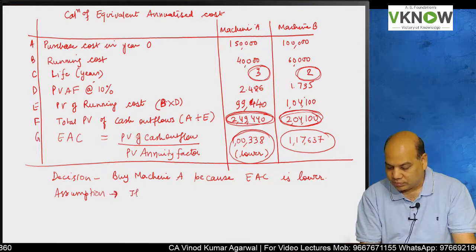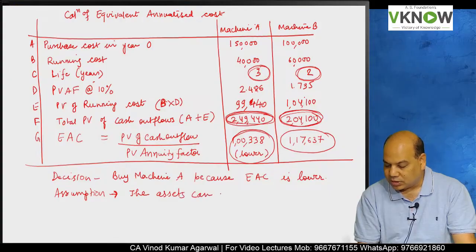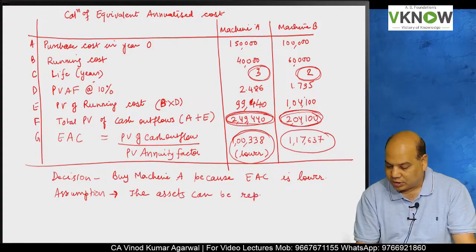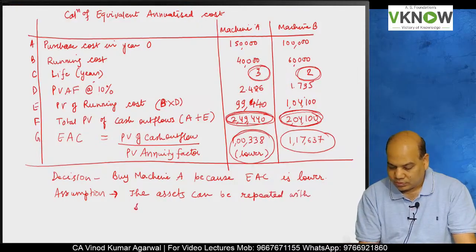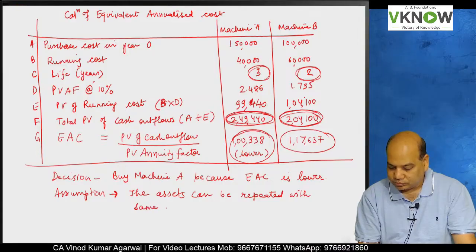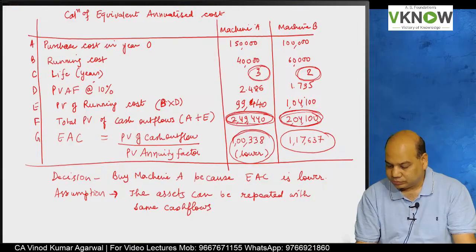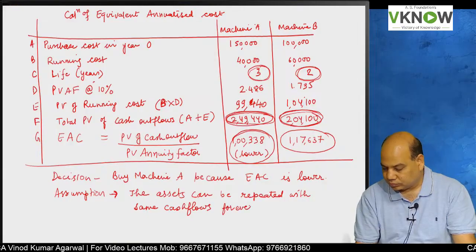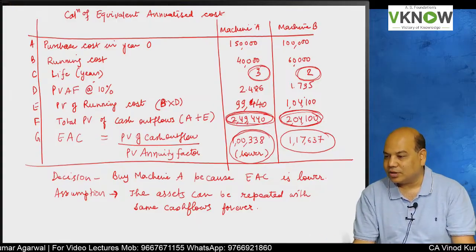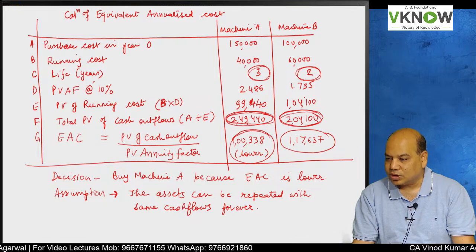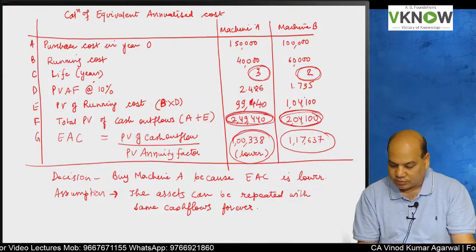Assumption is that the assets can be repeated with same cash flows. The asset can be repeated with same cash flows forever. That means if you want to purchase machine A again after 3 years, you will have to incur same cost 1,50,000 and same running cost 40,000.